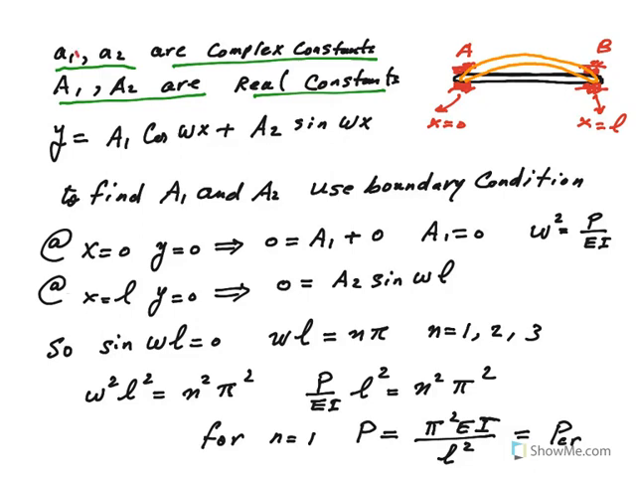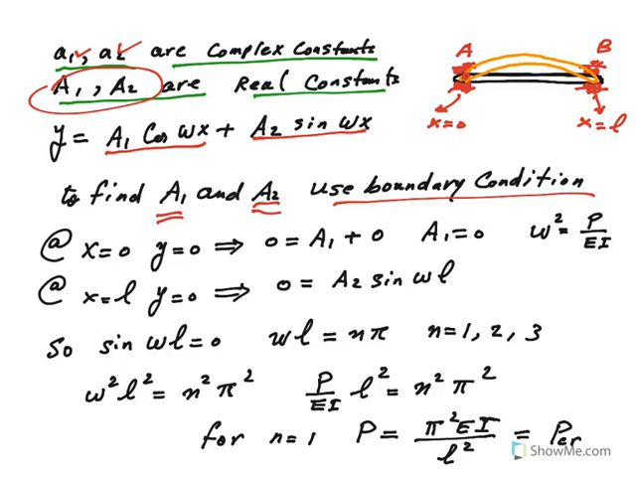So forget about the lowercase a1 and a2. Now we are dealing with uppercase A1 and A2. So now our equation becomes A1 cosine omega x plus A2 sine omega x. All right, so how do we find A1 and A2? We use boundary conditions. What are the obvious boundary conditions? At x equals 0, deflection is 0. And at x equals L, again, deflection is 0 because they are confined, right?